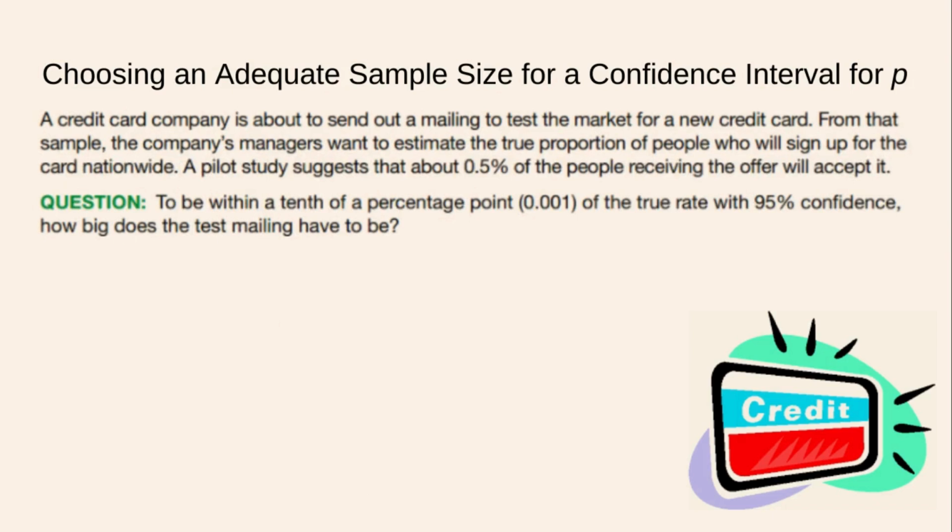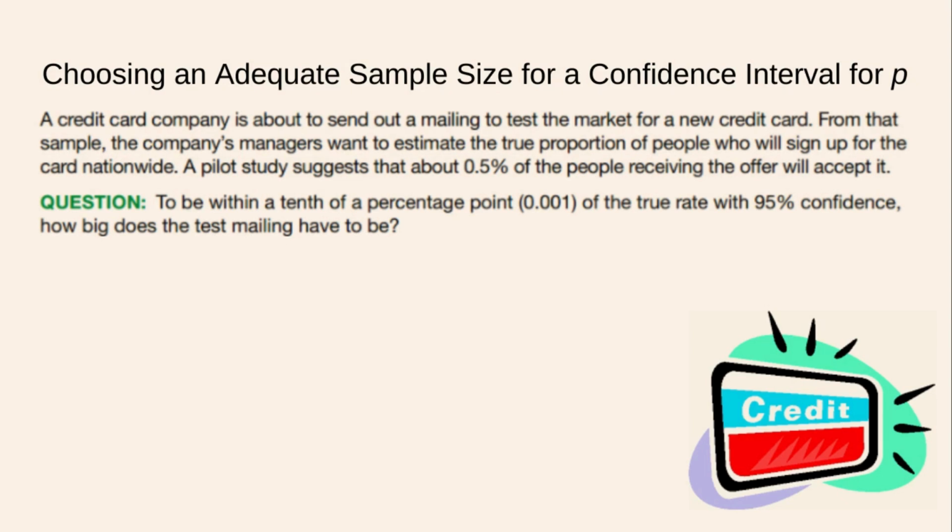All right, so a credit card company is about to send out a mailing to test the market for a new credit card. From that sample, the company's managers want to estimate the true proportion of people who will sign up for the card nationwide. Here we go. We got a pilot study again suggesting about 0.5% of the people receiving the offer will accept it. That's probably pretty accurate. To be within 0.1 of a percentage point, wow, that's really accurate, of the true rate with 95% confidence, how big does the test mailing have to be? It's going to be a really big number.